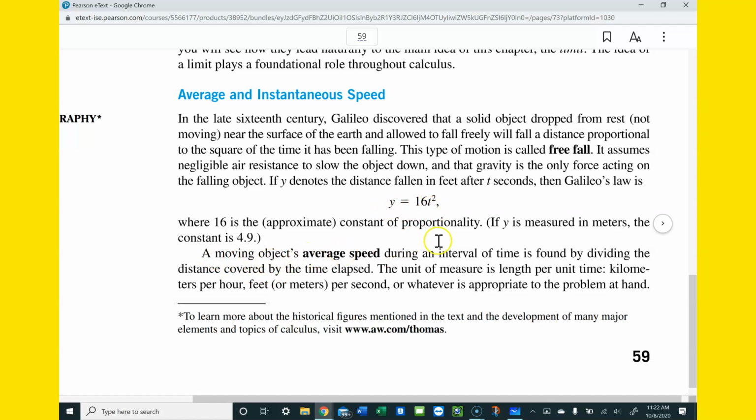All right. That actually has to do with the fact that the acceleration due to gravity in feet is 32 feet per second squared, and half of 32 is 16. And in meters, the acceleration due to gravity is 9.8 meters per second squared, and half of 9.8 is 4.9. Again, take physics to learn more about that. A moving object's average speed during an interval of time is found by dividing the distance covered by the time elapsed. And you already know that. Speed is distance divided by time. Speed is distance over time. The unit of measure is length per unit time, kilometers per hour, feet per second, or whatever is appropriate to the problem.